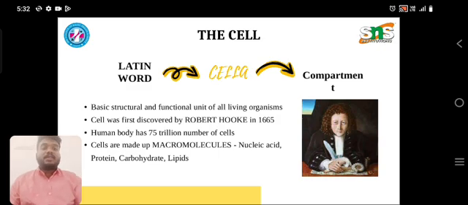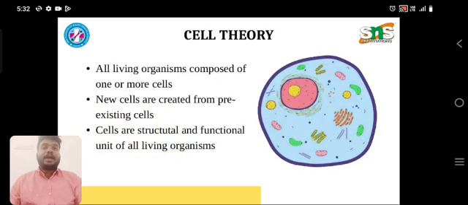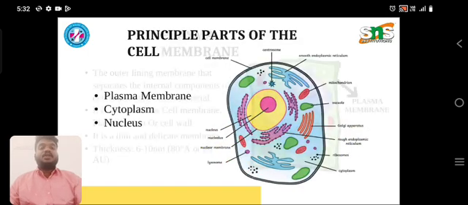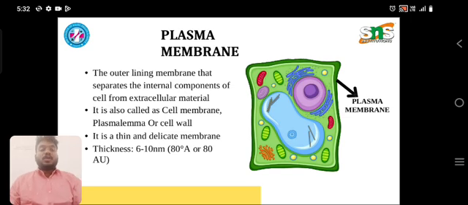About the basic structures of a cell, it has three main parts: a cell membrane, cytoplasm and nucleus. Cell membrane is also called the plasma membrane. It is the outer boundary of the cell. It protects the entire cell and controls the entry and exit of substances. It is a selectively permeable membrane.